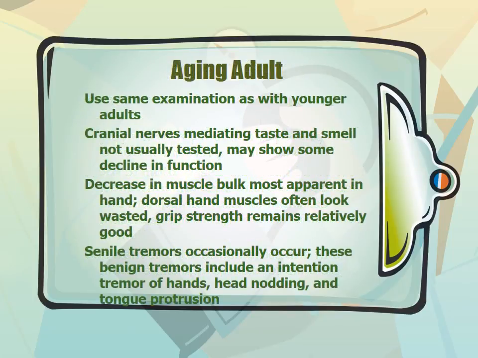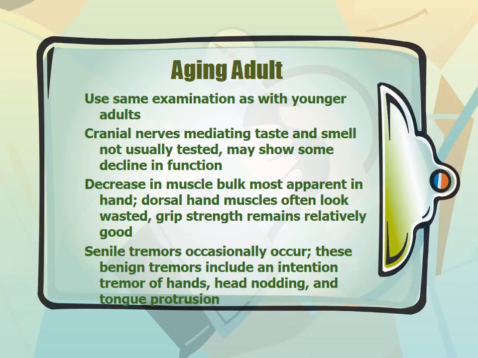In an older adult, we're going to use the same type of examination as we would with a younger adult. The cranial nerves mediating taste and smell are not usually tested, mostly because they're likely to show some decline in function. The decrease in muscle bulk is more apparent in an aging adult's hands, and their dorsal hand muscles are going to often look wasted, but their grip strength usually remains pretty good. So it's just the way that they look, not whether or not they function.